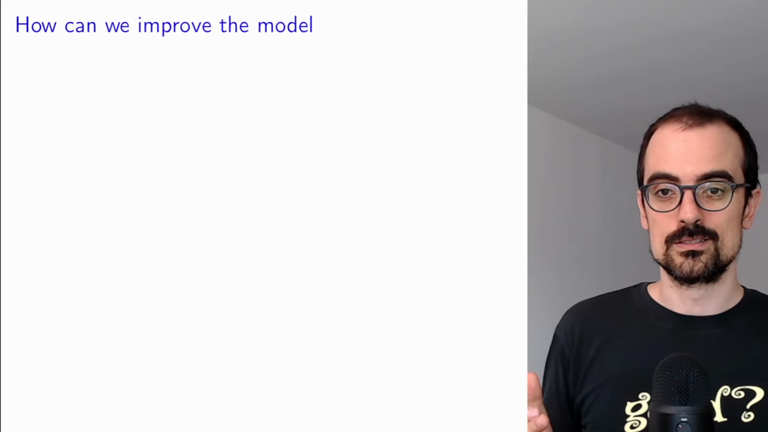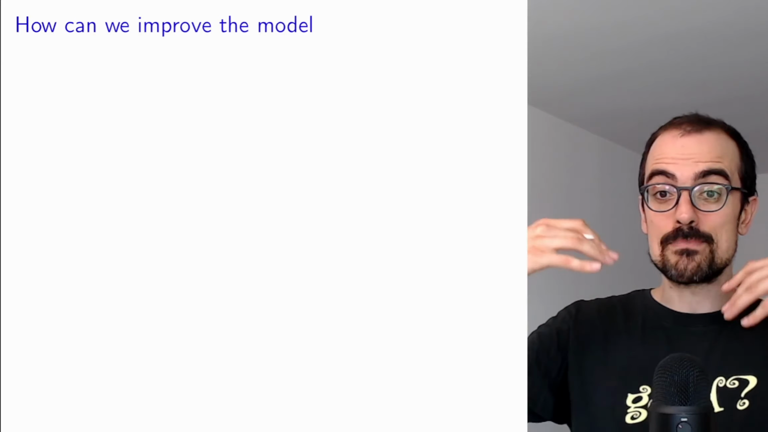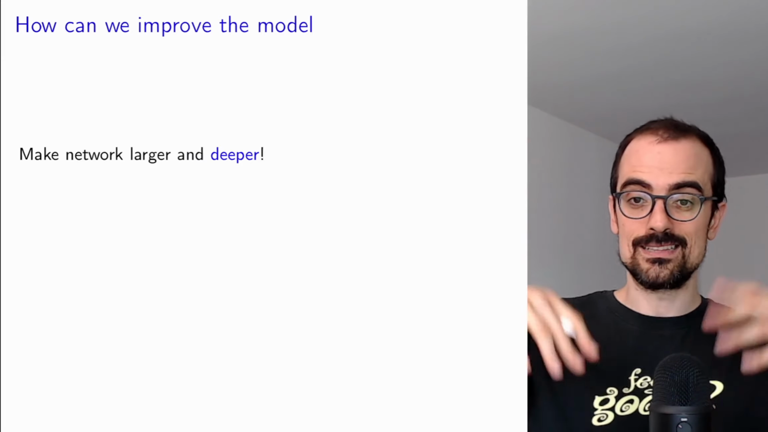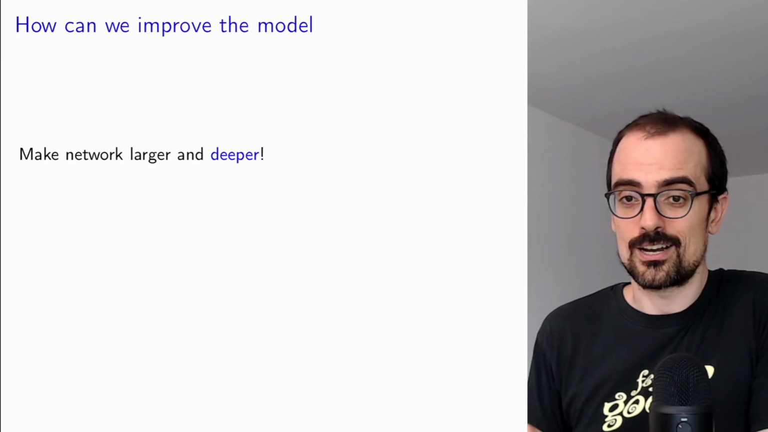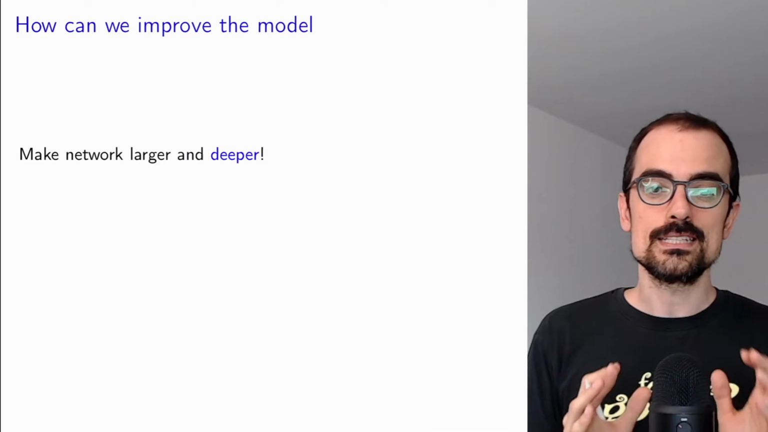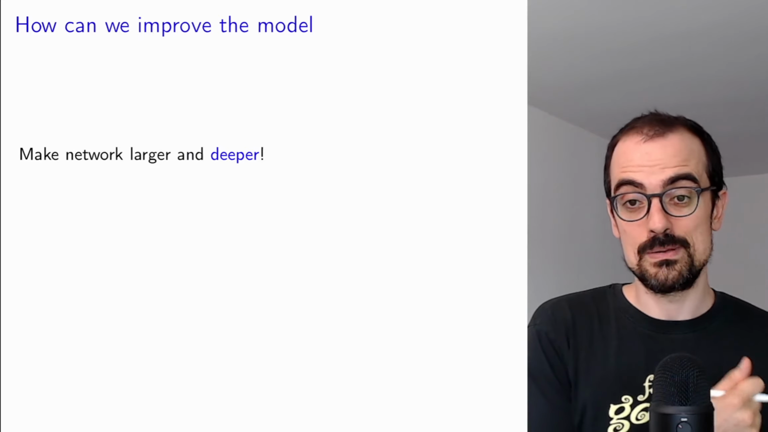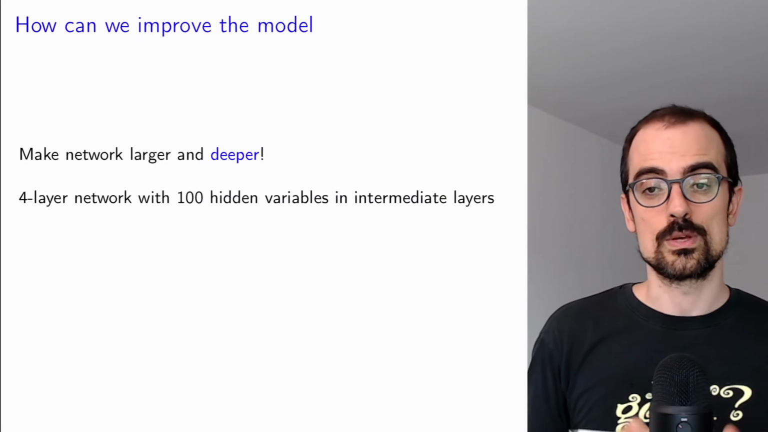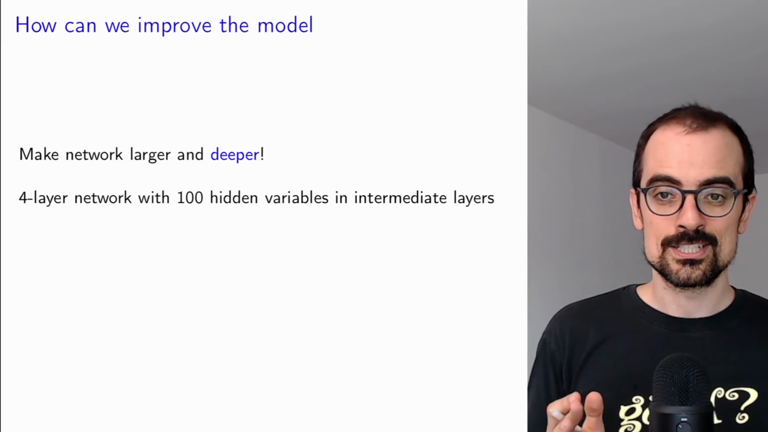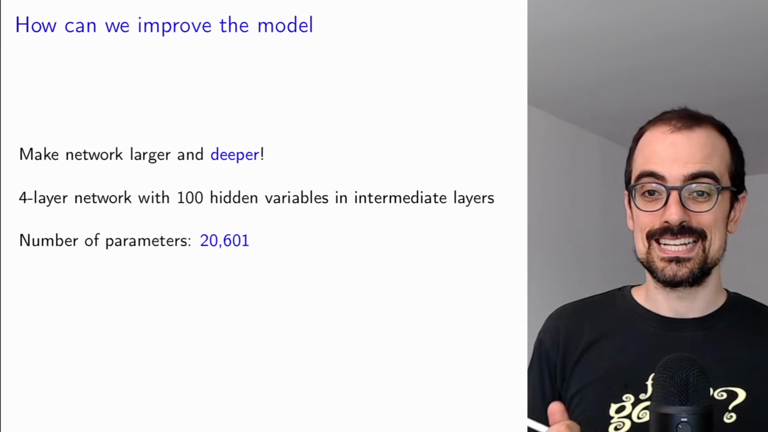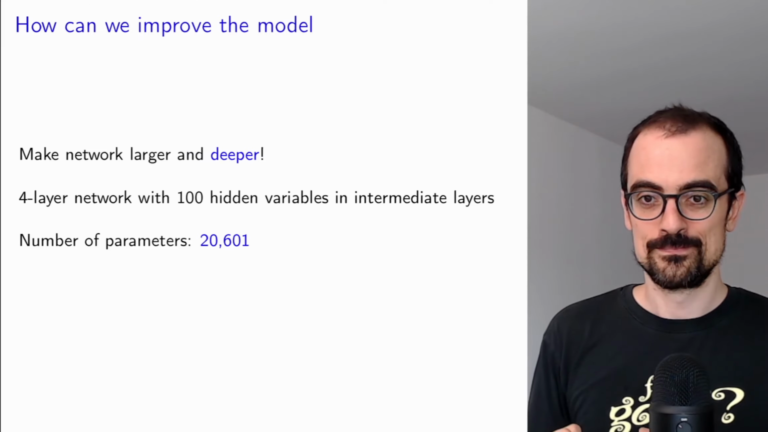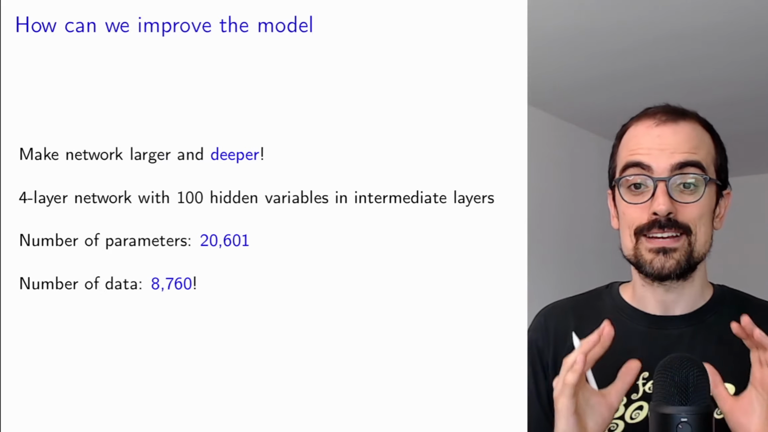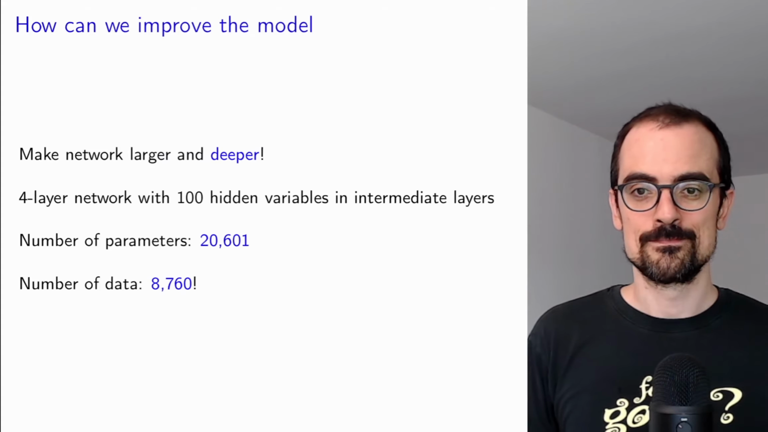But how can we improve the model? Well, this is in the deep learning paradigm. What we do is we increase the size of the network, we make it larger and deeper, and ideally we'll train it on a larger data set. In this case, we don't have a larger data set, but we're going to see that this strategy can actually be beneficial even for smaller data sets. So we're going to use a 4-layer network with 100 hidden variables in the intermediate layers, so that the number of parameters that we have to learn from the data is actually equal to 20,600, which in traditional statistics would sound completely crazy because we only have 8,700 data points.